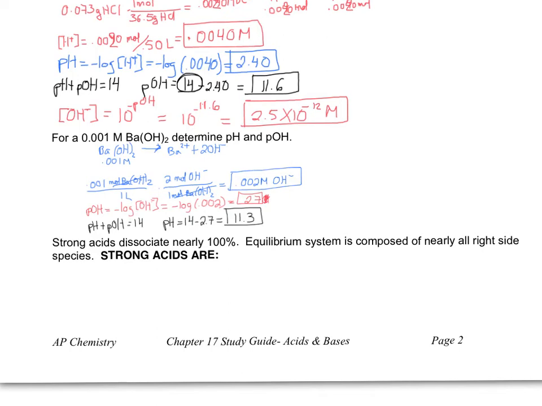So let's review the strong acids. There are 6 strong acids. All the other acids, the millions and millions of other acids, mostly organic acids, are very weak. And so the strong acids, that means they dissociate 100%. So the equilibrium lies to the right side. It's almost really not an equilibrium because your Ka is extremely large. So there are 6 strong acids.